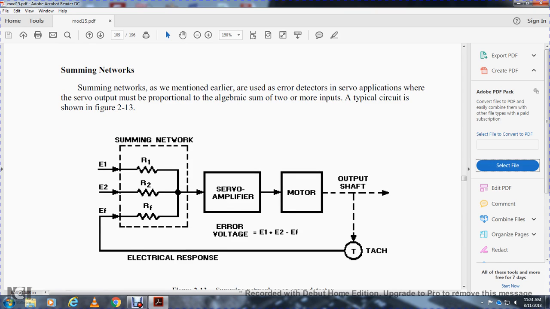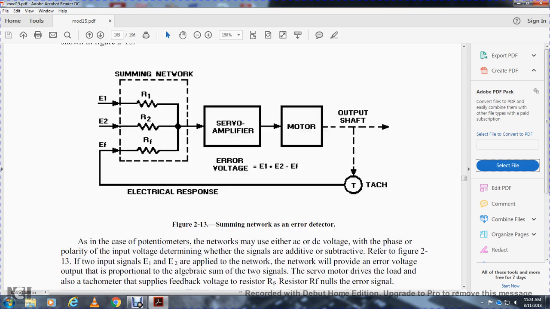In the summing network, you have voltage 1 and voltage 2. Voltage 1 goes to resistor 1, and voltage 2 goes to resistor 2. The summing network output goes to the servo amplifier, motor, and output shaft, then back to the tachometer, and the tachometer feedback goes to the electrical response of the servo amplifier, motor, and output shaft. The error voltage is equal to voltage 1 plus voltage 2.